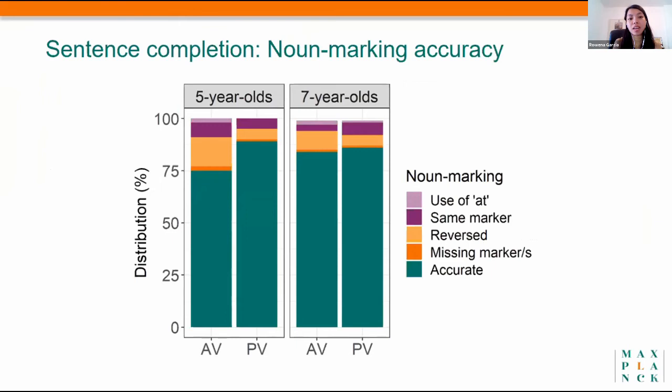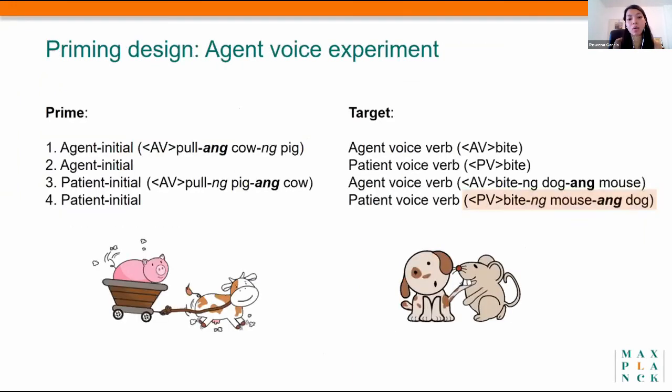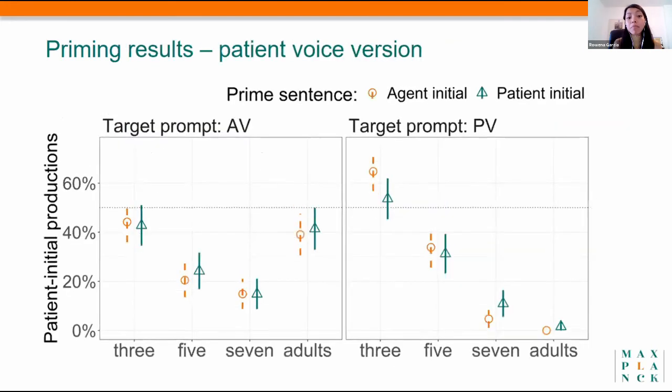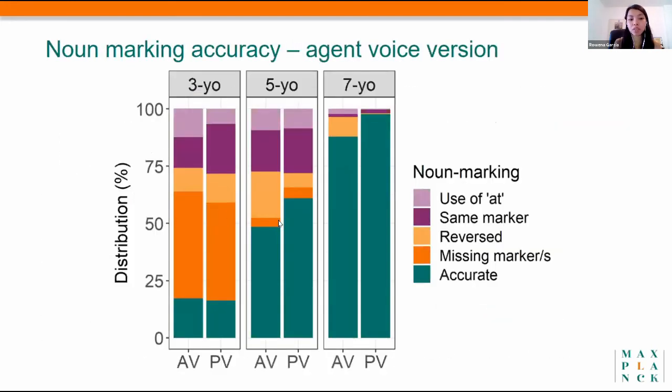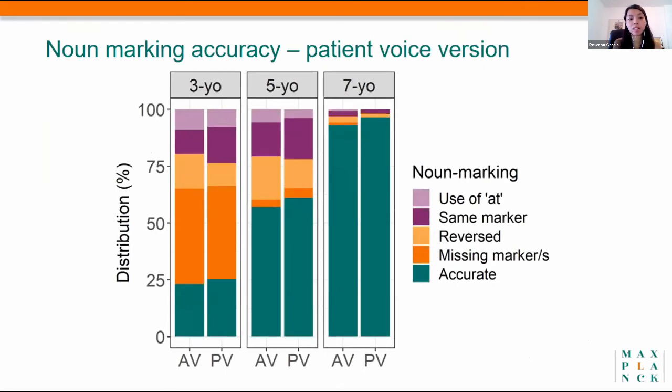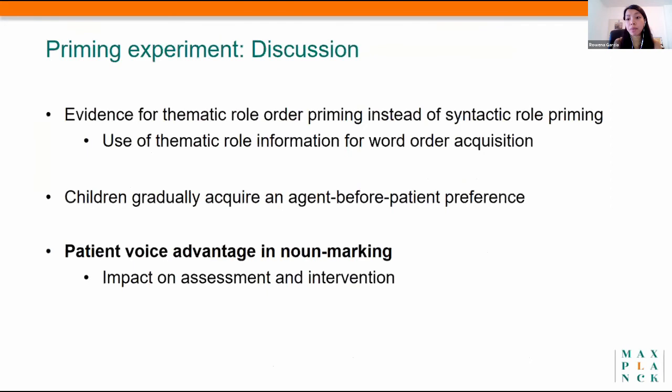So we could see in both of the studies that there were more errors in the agent voice than in the patient voice. Children were using the patient voice mapping, even if they got an agent voice verb prompt. This was also the case in our more recent priming experiment, but you could see the difference between the 5 and the 3-year-olds. So what we could see here again is a patient voice advantage in noun marking.